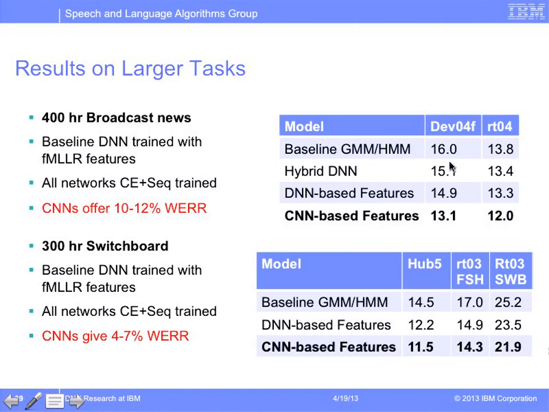Then we looked at this on 2 larger tasks, broadcast news and switchboard. Again, DNNs are fMLLR trained, and the CNNs use just log-mel filter banks. We apply the standard pre-training, cross-entropy, and sequence training. Again, you can see on broadcast news we get a 10 to 12% relative reduction in word error rate, and on switchboard 4 to 7%, depending on the test set.